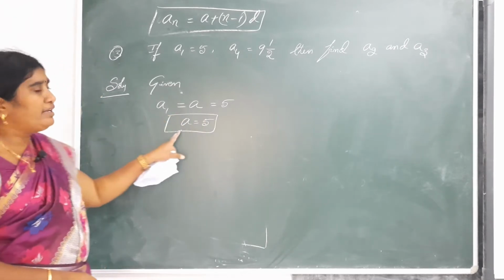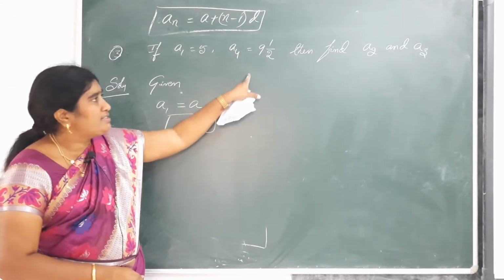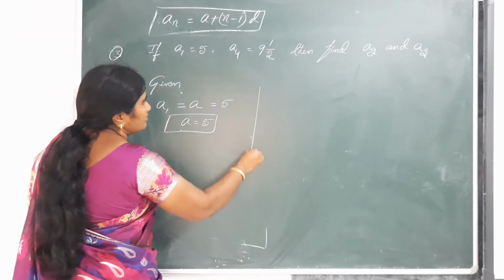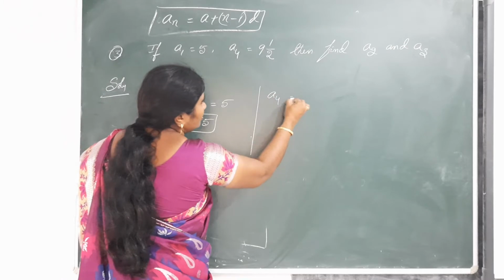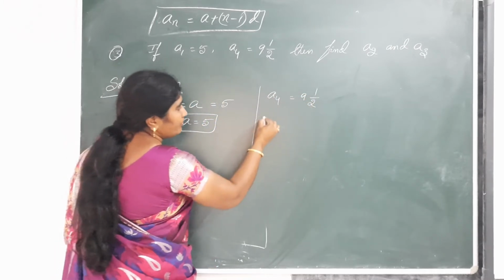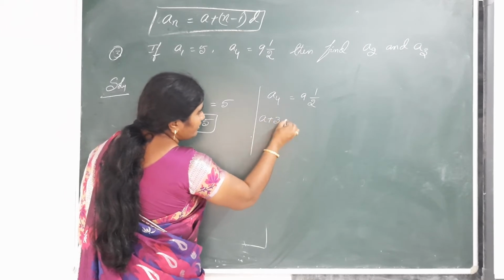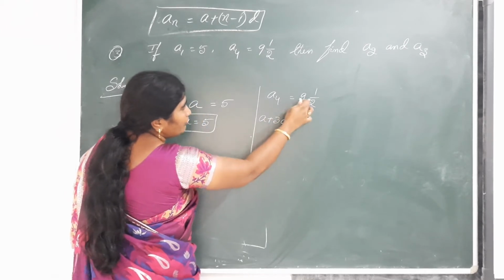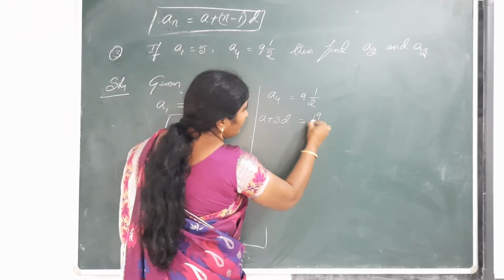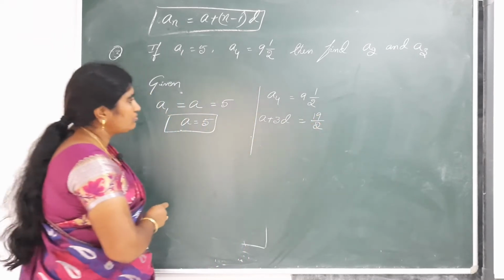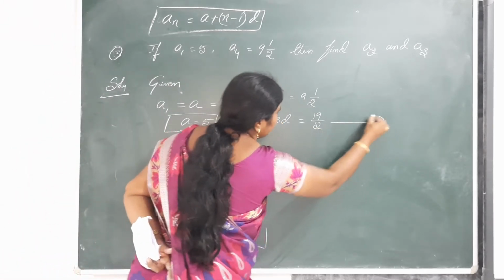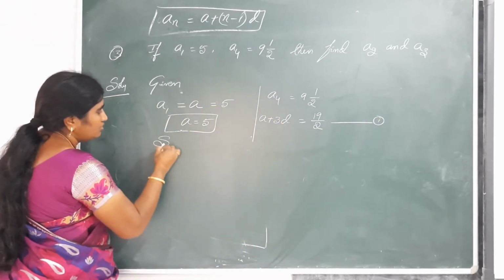We have to find A and D. We can write any term in an AP easily. Given A4 equal to 9 and 1 by 2. A4 equals A plus 3D, so A plus 3D equals 9 and 1 by 2. Changing the mixed fraction: 9 times 2 is 18, 18 plus 1 is 19 by 2. This is equation 1.